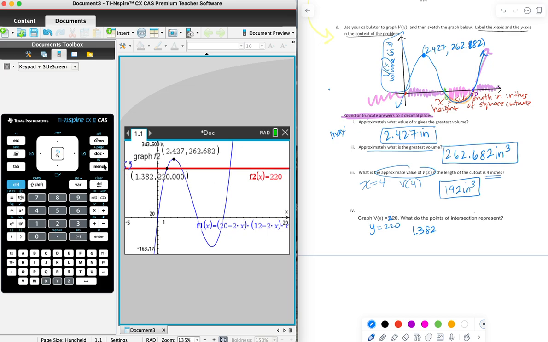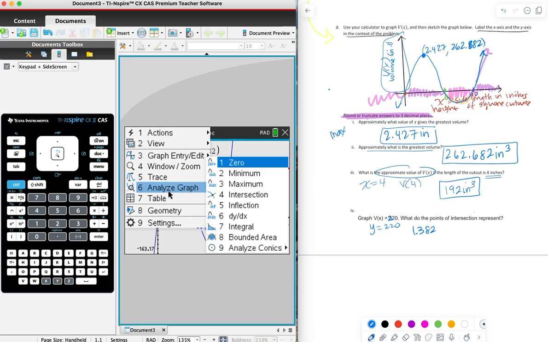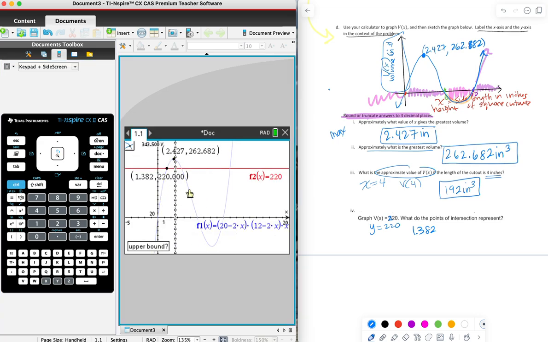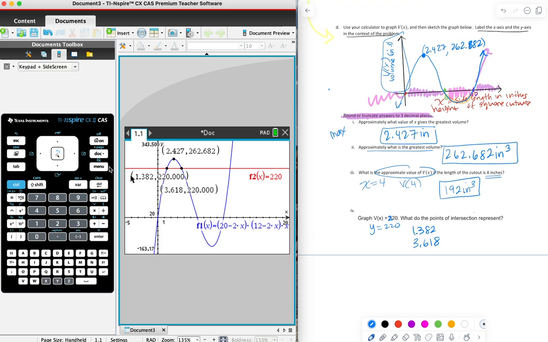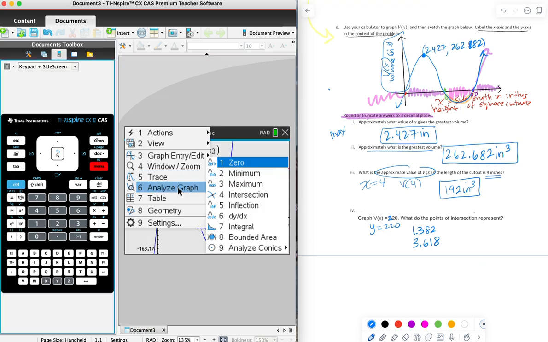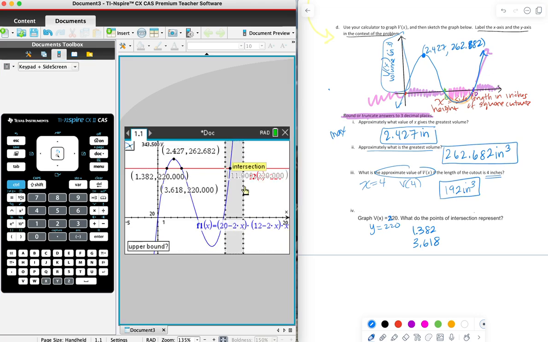I'm going to find another point of intersection. I go to menu, I go to analyze graph, I go to intersection, left of intersection point, right of intersection point. So here's another one. So I see I get 3.618. So I'm writing it over here on my paper. And then I have one more. I analyze graph, I go to intersection, left of intersection, right of intersection, and oh, it's exactly 11. So these are my 3 points of intersection. So if I were to draw that line up here, I would have 1, 2, 3 points of intersection.